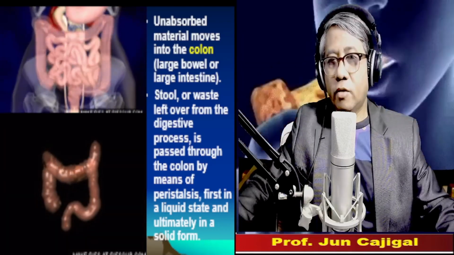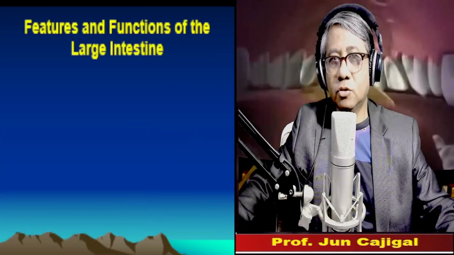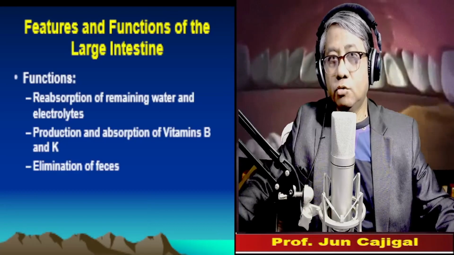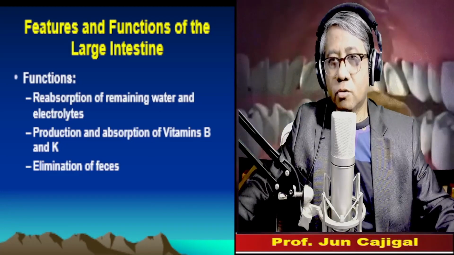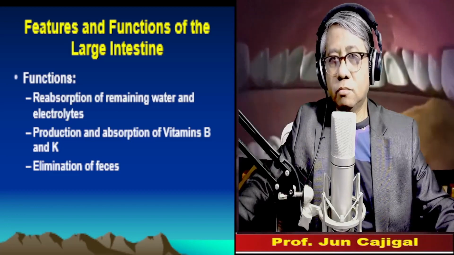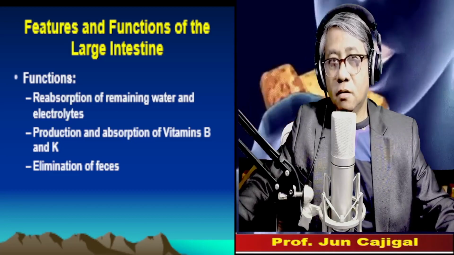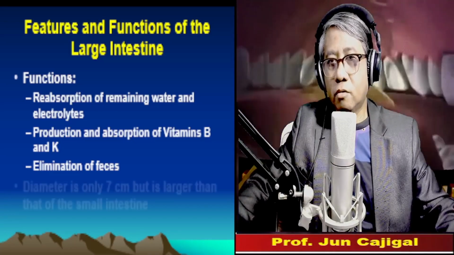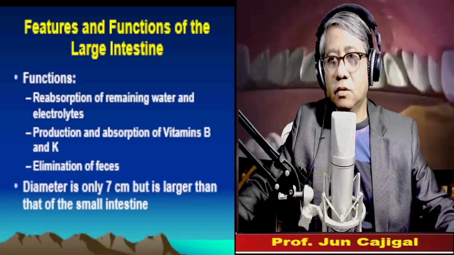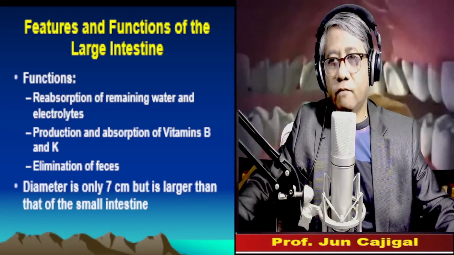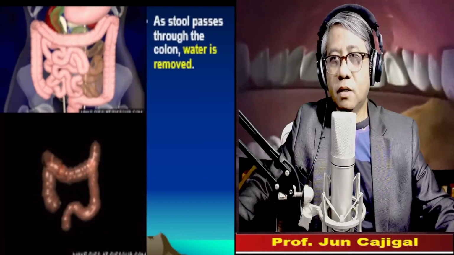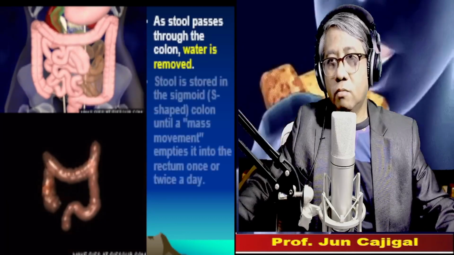So at this point, let us now identify the different features and functions of the large intestine. The large intestine functions in the reabsorption of the remaining water and electrolytes. And the large intestine is involved in the production and the absorption of vitamins B and K and the elimination of fecal matter or feces. The diameter of the large intestine is only 7 centimeters but is larger than that of the small intestine. And as the stool or feces passes through the colon, water is removed.